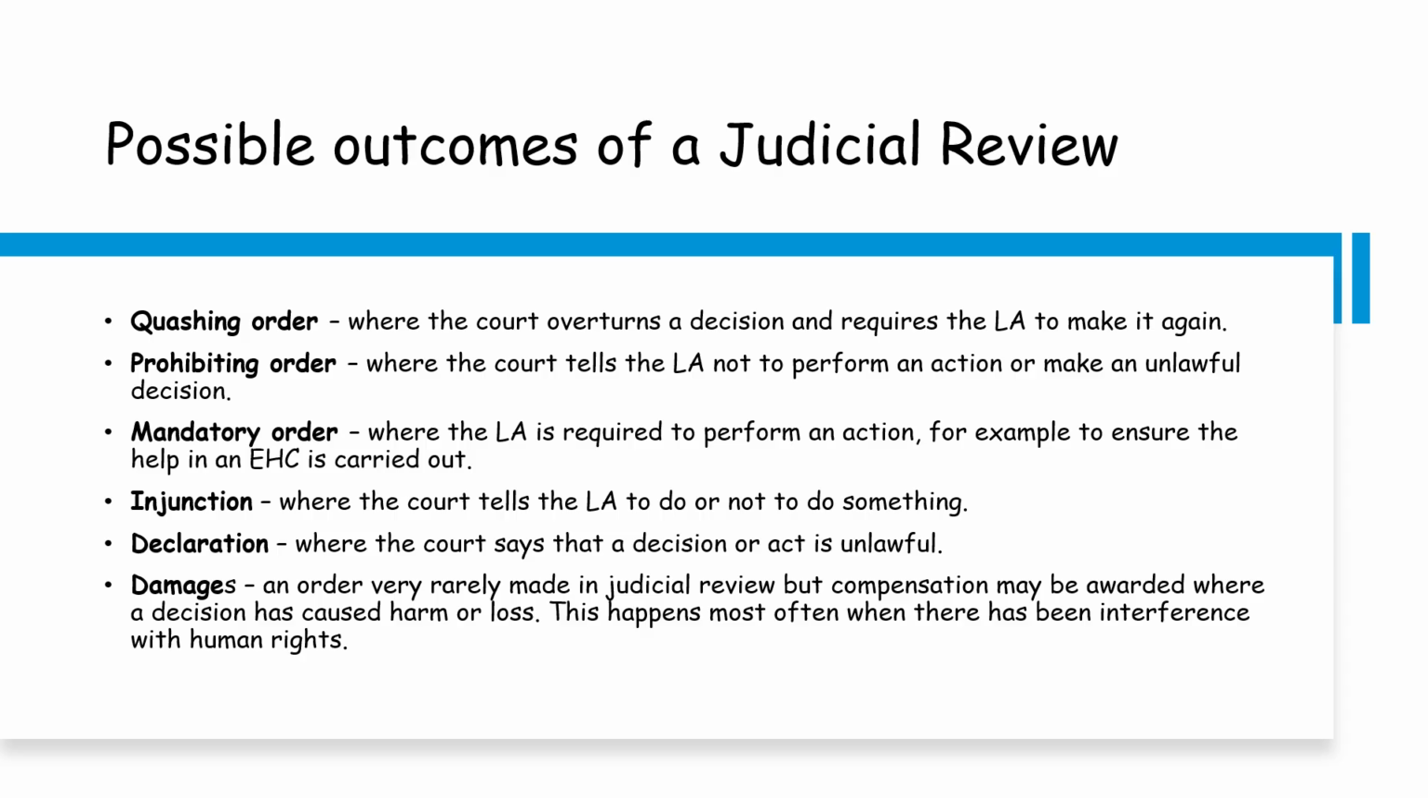So what are the possible outcomes of a judicial review? There's a quashing order, where the court overturns a decision and requires the local authority to make it again. A prohibiting order, where the court tells the local authority not to perform an action or make an unlawful decision. A mandatory order, where the local authority is required to perform an action, for example, to ensure the help in an EHC plan is carried out. An injunction, where the court tells the local authority to do or not do something. A declaration, where the court says that a decision or an act has been unlawful.